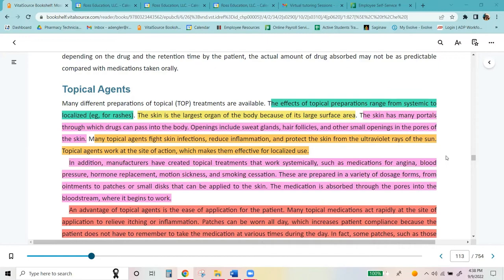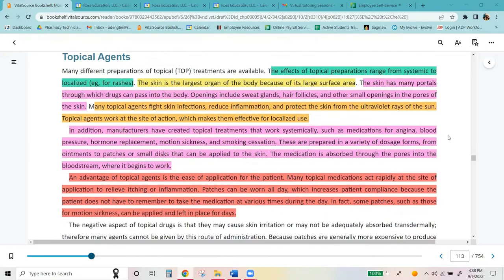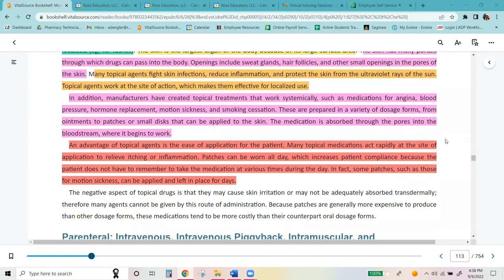These are prepared in a variety of dosage forms, from ointments to patches or small discs that can be applied to the skin. The medication is absorbed through the pores into the bloodstream where it begins to work. An advantage of topical agents is the ease of application for the patient. Many topical agents act rapidly at the site of application to relieve itching or inflammation.